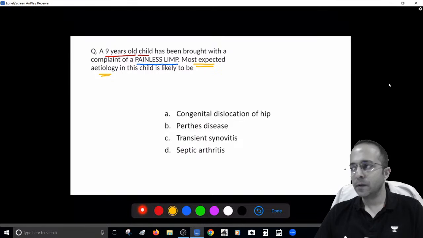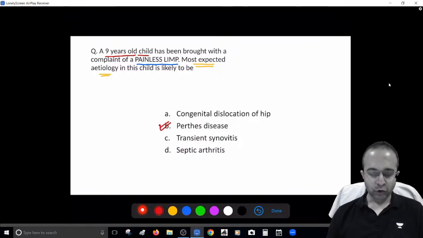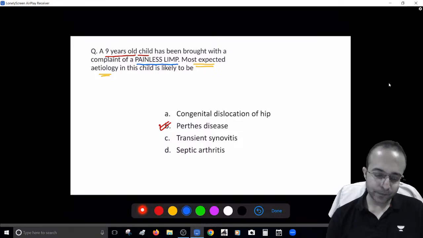Okay. Fair enough, fair enough. So most of the people are in favor of Perthes disease. Perfect enough. Perhaps, if you talk of a painful limp.